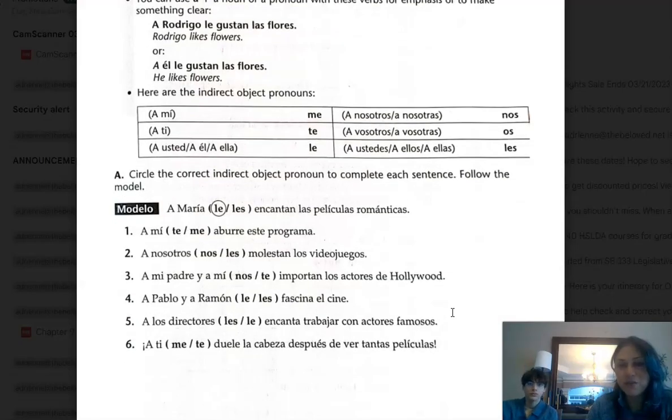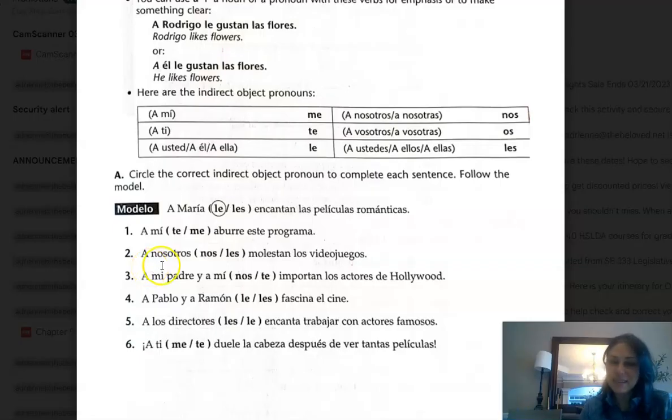And Arabella, you do it as you're reading through it. So, a mí me. And read the rest of the sentence. Aburre este programa. Translate. To me, the program is boring. Good. And a smooth translation is the program is boring. To me, the program is boring. Or would we say the program is boring to me? Okay.